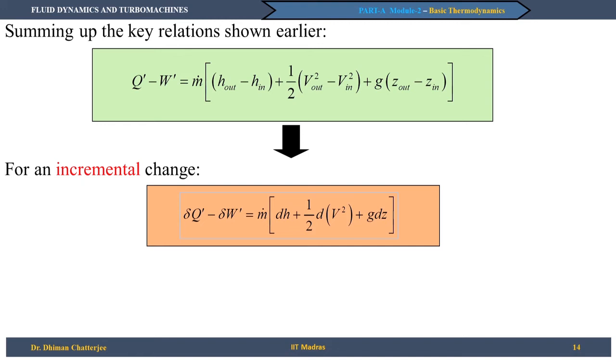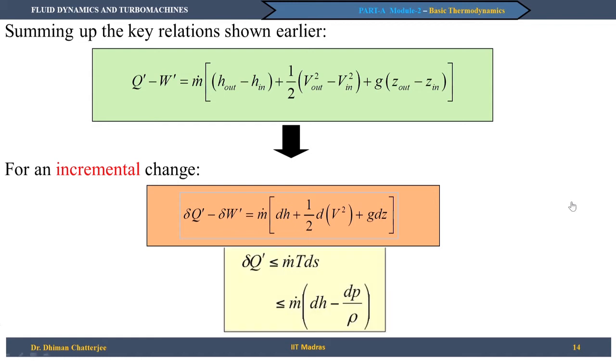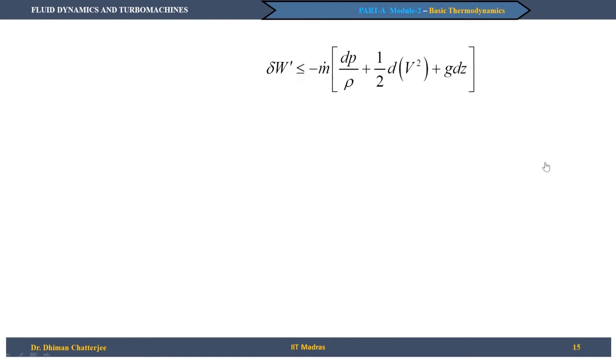plus g dz. And this when combined with the second law we get del q prime is less than or equal to m dot T ds, or m dot dH minus v dp, or dp by rho as I have written here. So, now let us club the first and the last relationship in the next slide. So, we get that del w prime is less than or equal to minus m dot times dp by rho plus half d of v square plus g dz.